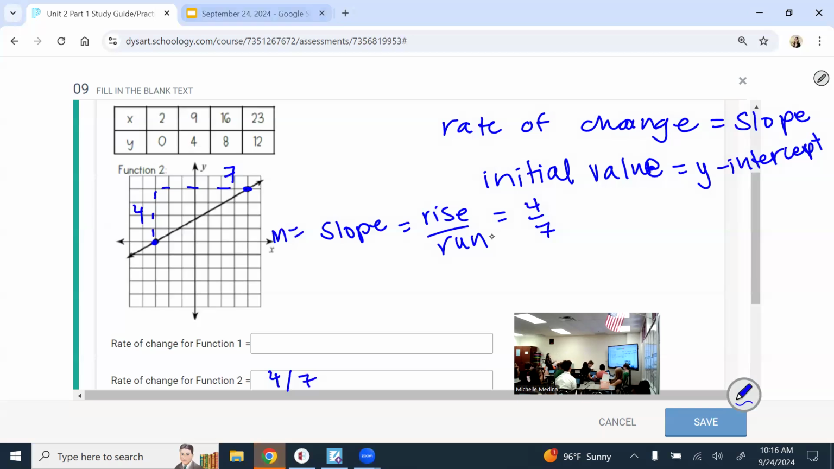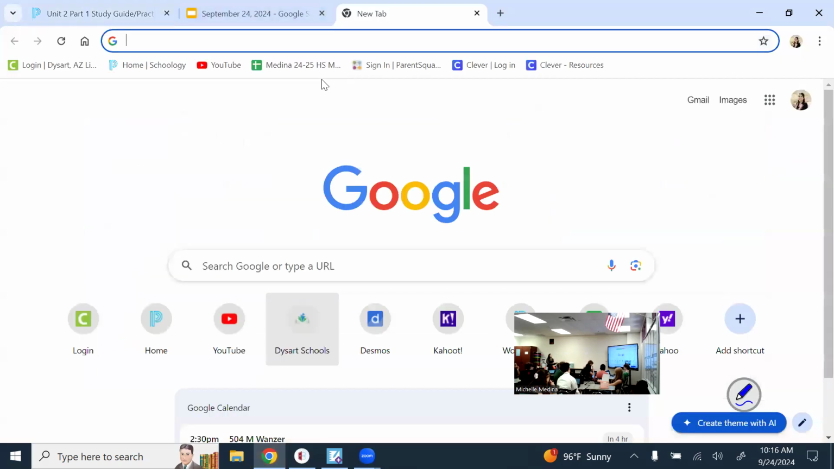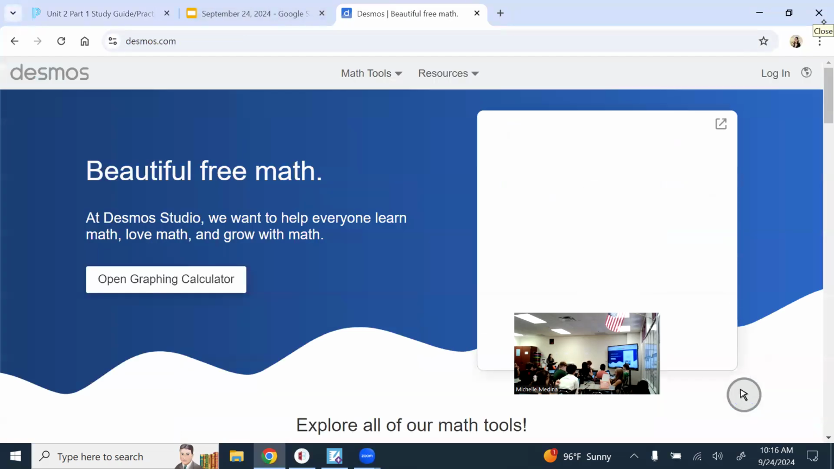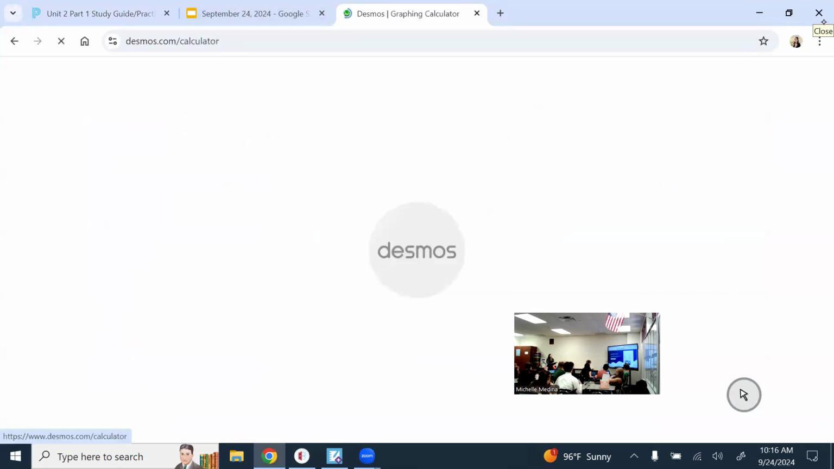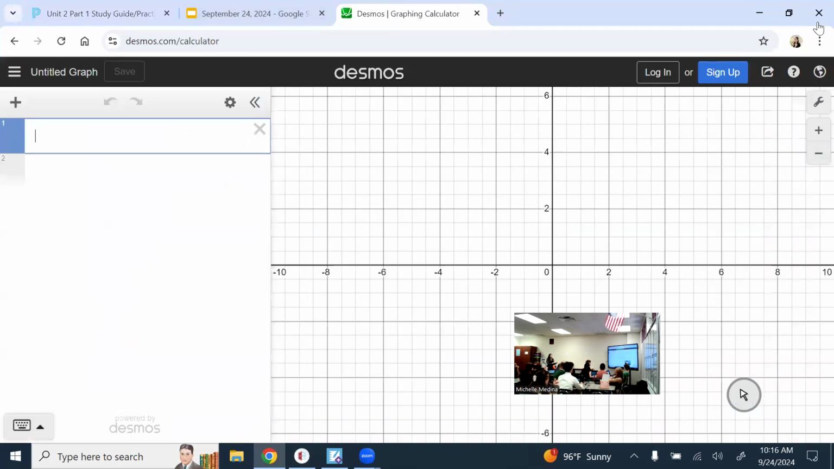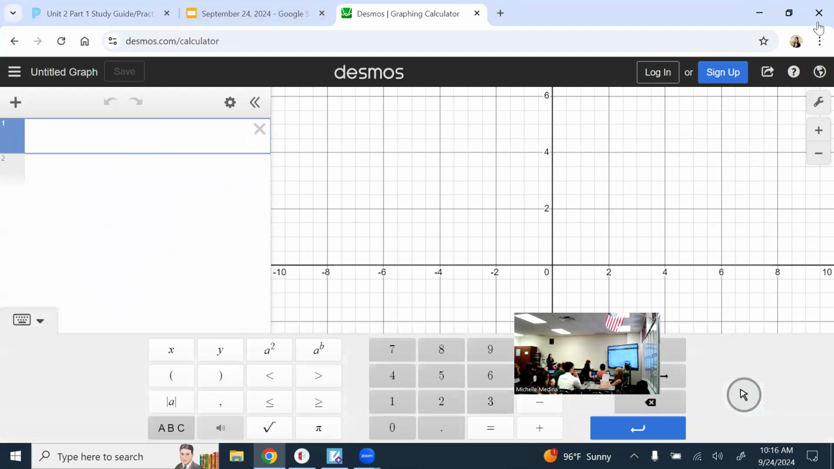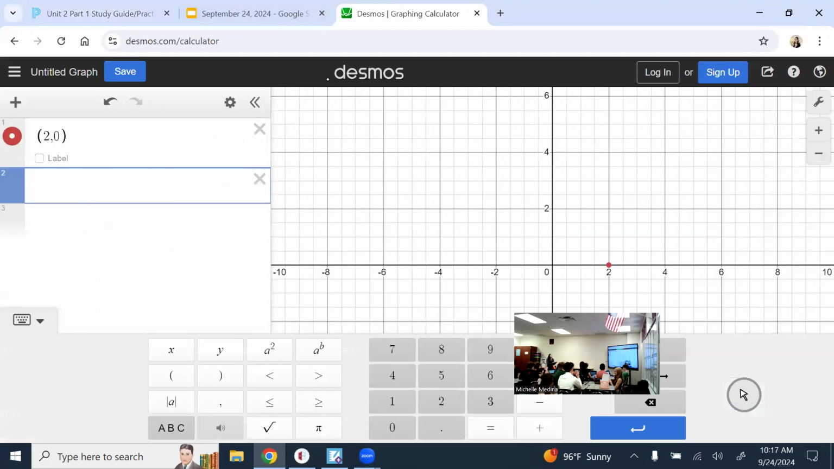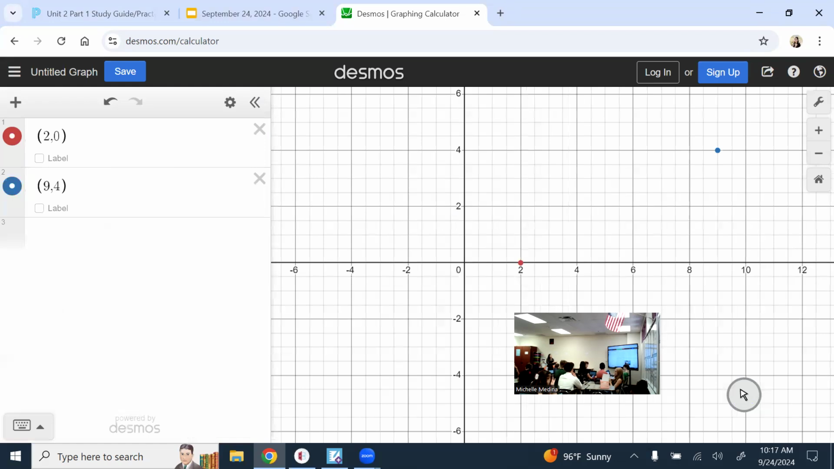So you can use Desmos, and then I'll show you another way too. You can plot coordinates in Desmos and then count the rise and run. So that first coordinate was 2, 0, I believe. You can type it like this, 2, 0 in parentheses. That's how you make the coordinate. See it here on my graph. And then the next coordinate is 9, 4. You only need 2. And you can see my 9, 4 coordinate over here.